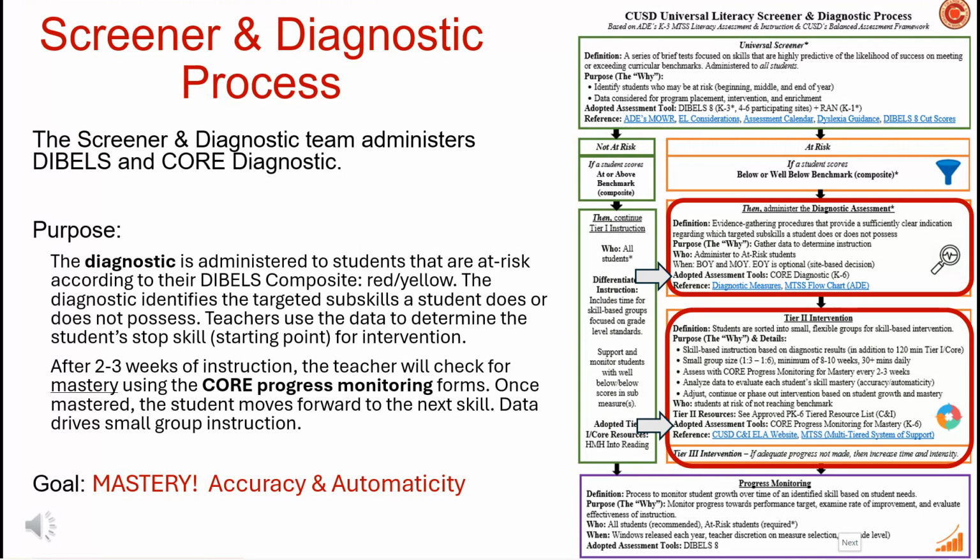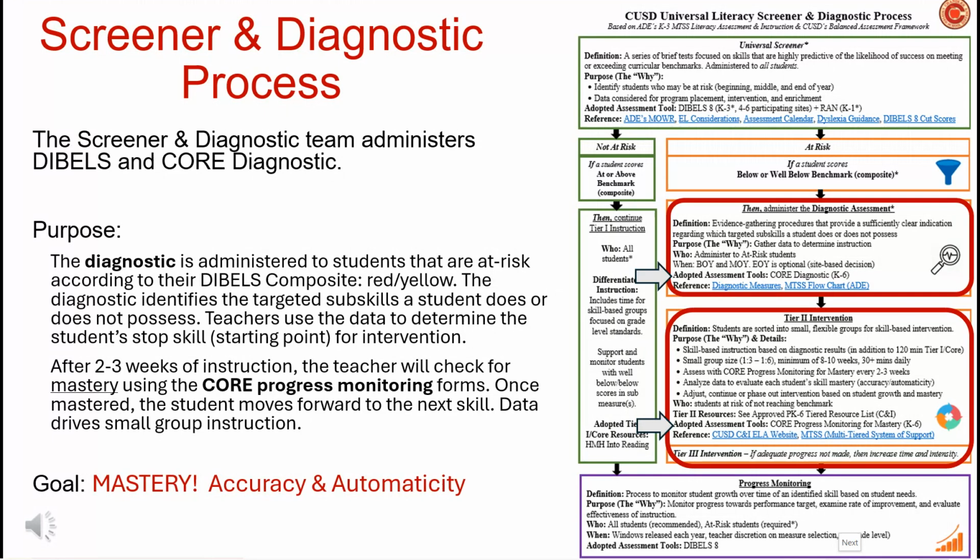After 2 to 3 weeks of instruction, the teacher will check for mastery using the core progress monitoring forms. Information on the progress monitoring forms will be provided in a separate training for teachers. Once mastered, the student moves forward to the next skill, and data will drive the small group instruction.